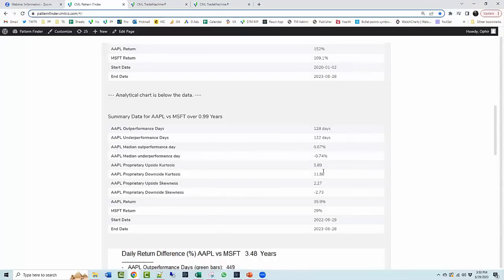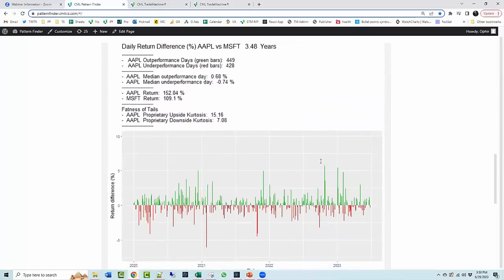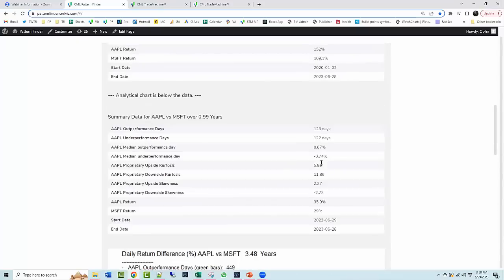And then you can see the proprietary kurtosis and skew dynamics re-centered around Microsoft and Apple. Right? So this is now a resetting. If you were a pair trader, I know of nothing more powerful than this. I've never seen anything this powerful in pair trading. And I'm a former hedge fund manager who did pair trading. I wish I had this. And then you can see how the two compare.